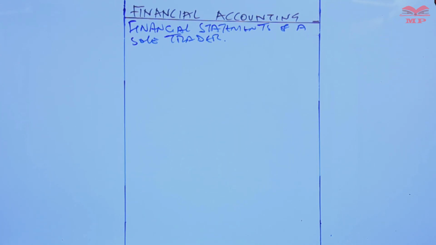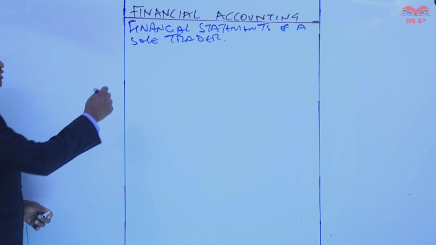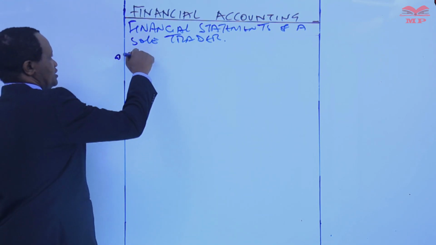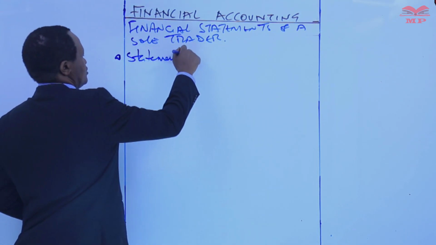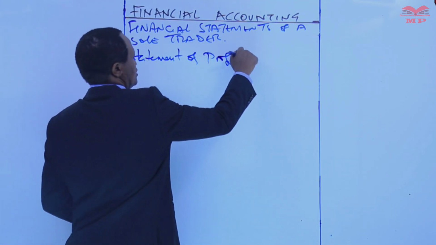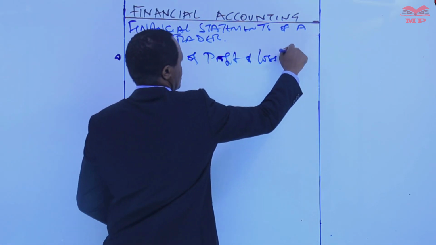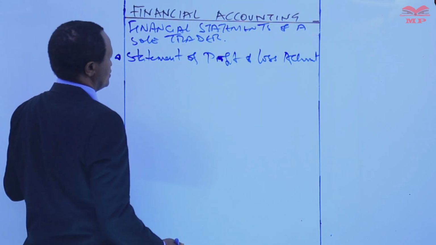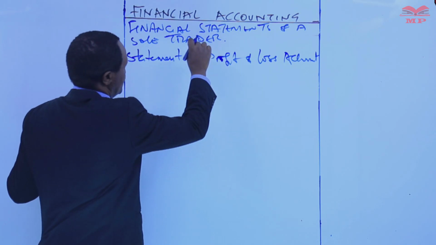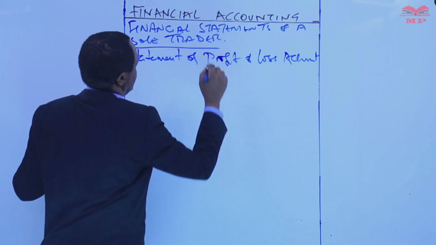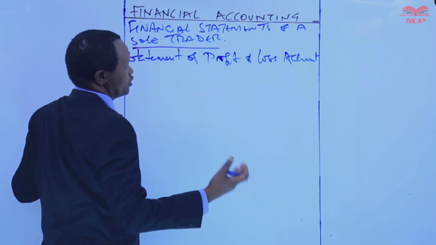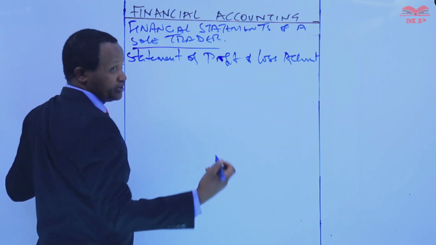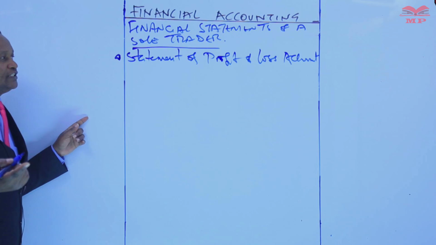I've just said the statement of profit and loss account. So the first statement is a statement of profit and loss account. First of all, we've defined a sole trader. Sole trader business is also known as sole proprietorship. It is a business that is owned by one individual or one person.